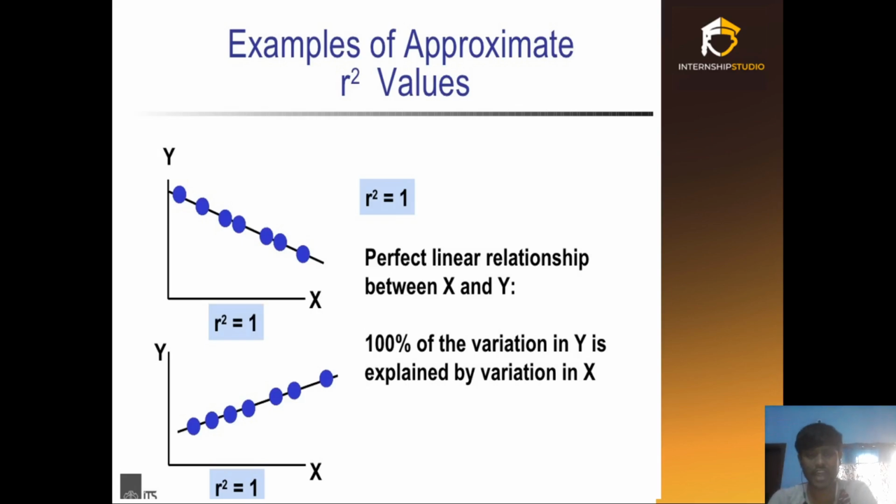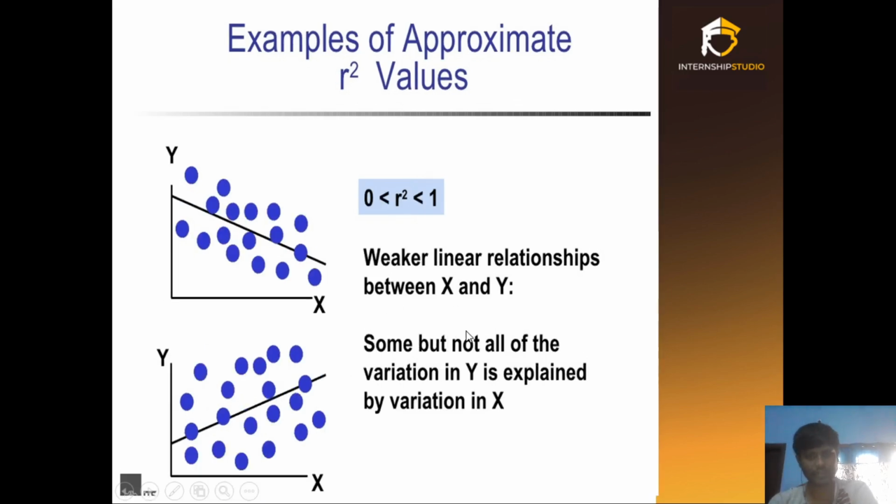And with respect to the R square value, how are we going to interpret the relationship between x and y? If the R square value is perfectly 1, then it's a perfect linear relationship between x and y. 100% of the variation in y is explained by variation in x. That is what the R square value signifies. And if it is between 0 and 1, then you have weaker relationships between x and y. So you can see the scatter, right? There's no strong relationship, but there's a weak relationship that exists between x and y. Some but not all of the variation in y is explained by variation in x. That is what it meant.